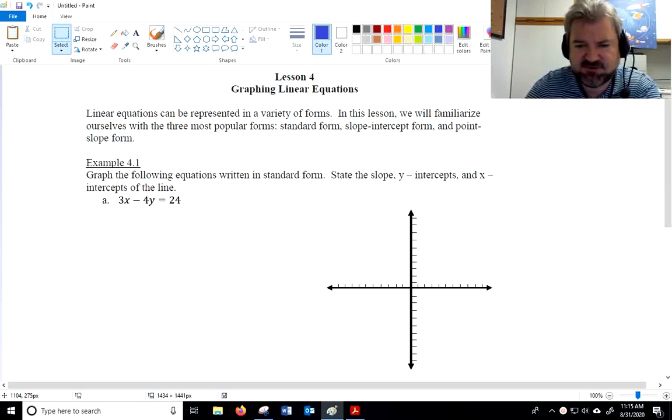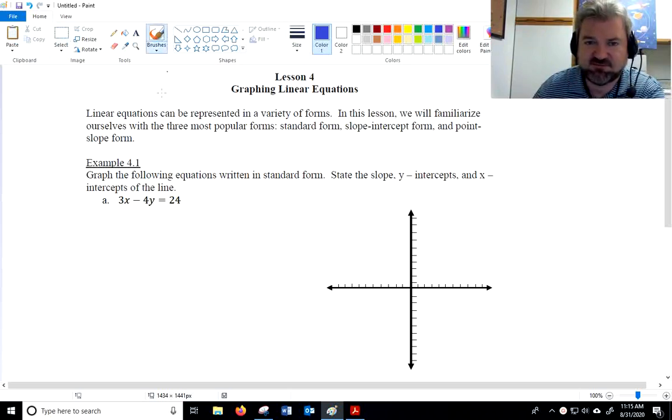Our first example is to graph this equation that's written in standard form. We're going to state the slope, the y-intercept, and the x-intercept, which is basically all the most important information about the line. So first thing I'm going to do is get the x-intercept of this particular line. An x-intercept occurs when a graph crosses the x-axis. The y-axis up here, where it crosses that is the y-intercept.